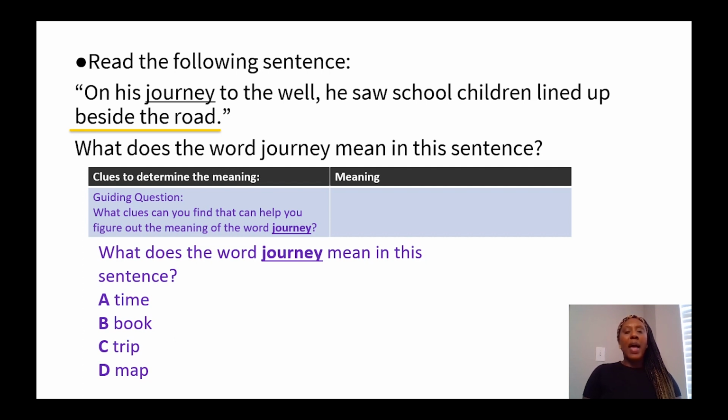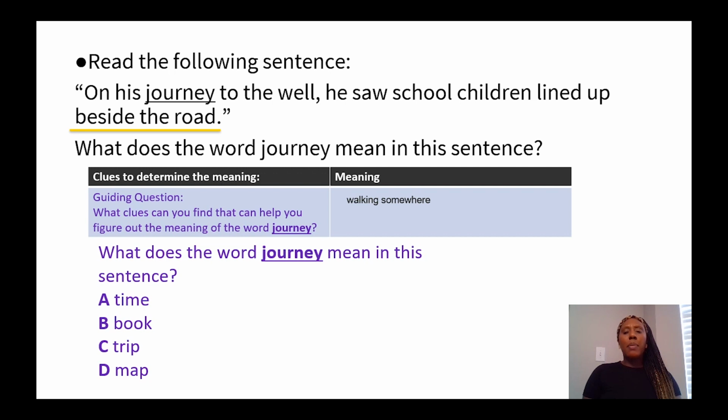Once I pull out my clues from the sentence that the unfamiliar word is in, I'm then going to create my own definition or meaning. So from those clues, I believe that the meaning of journey in this sentence is to be walking somewhere, or to walk somewhere.